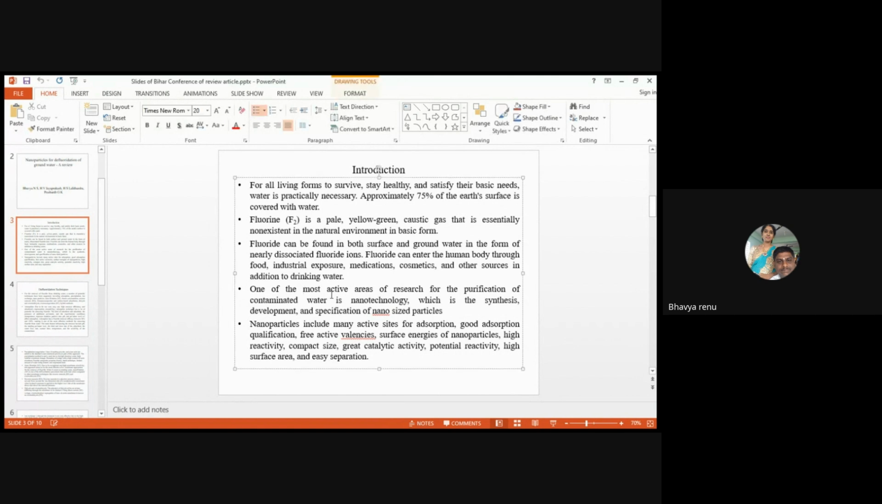One of the most active areas of research for the purification of contaminated water is nanotechnology. Nowadays, it is very useful, involving the synthesis, development, and specification of nano-sized particles. Nanoparticles contain many active sites for adsorption. They have good adsorption qualities, free active valency, surface energies, high reactivity, compact size, great catalytic activity, and high surface area.